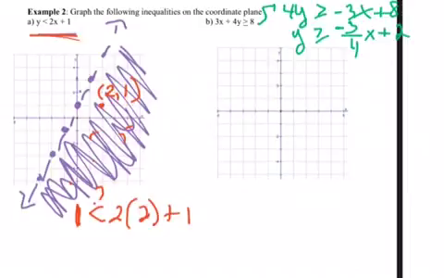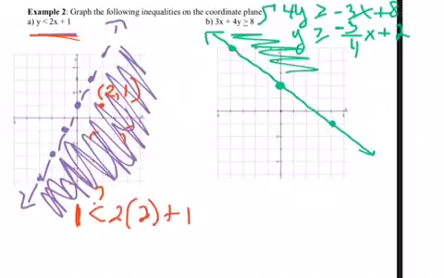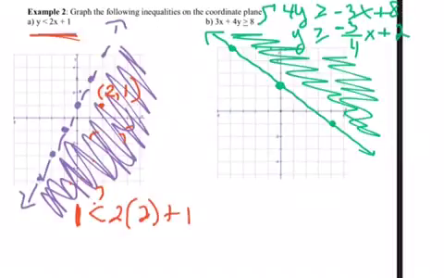So I'm going to graph that. 0, 2, and then down 1, 2, 3, over 1, 2, 3, 4. Then I'm going to go backwards, up 1, 2, 3, and to the left 1, 2, 3, 4. It has a line underneath it, so my line should be solid. And I have y is greater than, which means I'm going to shade above the line. That means all of the possible points that are above the line, or in this case on the line, would satisfy my inequality.